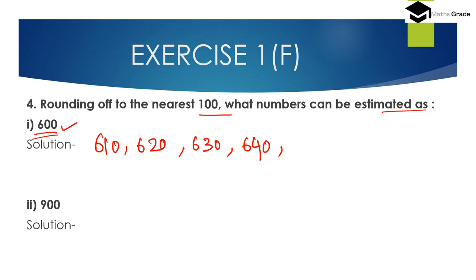Now if we use 5 or more than 5 in the tens place digit, then it will be 90, and this 9 is more than 5, so we have to add 1 to the 100s place digit, that is 5. Here 5 changes to 5 plus 1, that is 6, and this 9 changes to 0, and this unit place digit is 0.